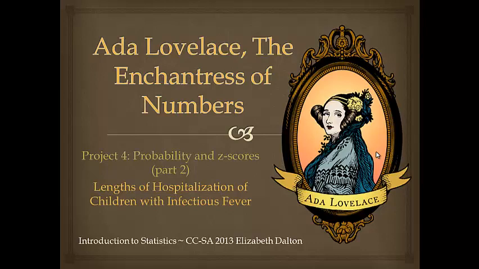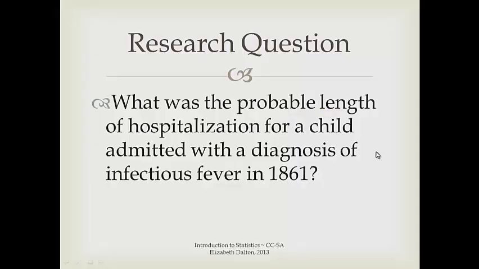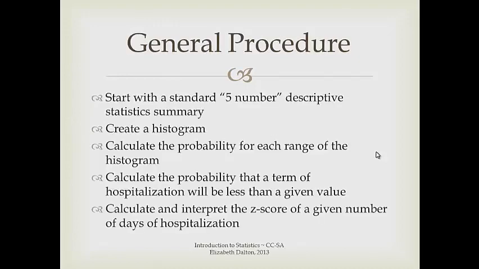In this section, we'll look at the lengths of hospitalization of children with infectious fever. We're looking at probability as it relates to quantitative variables. Our research question in this case is, what was the probable length of hospitalization for a child admitted with a diagnosis of infectious fever in 1861?